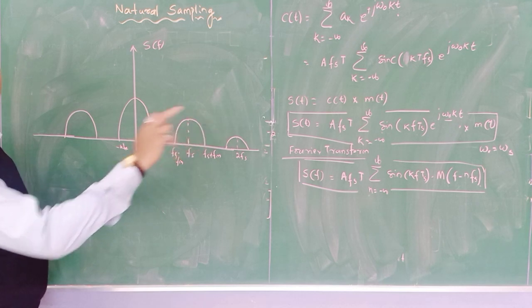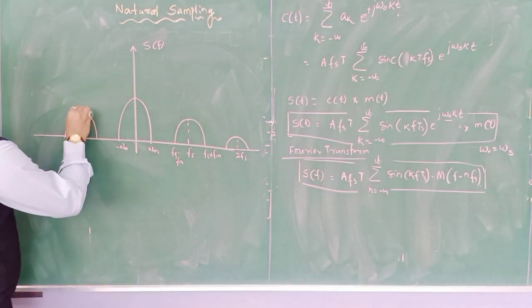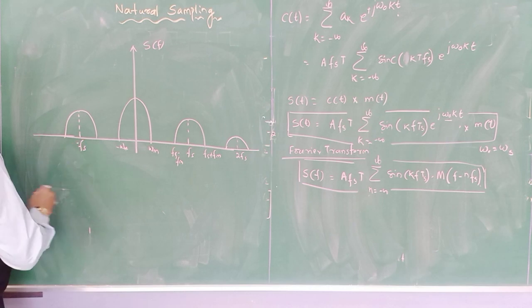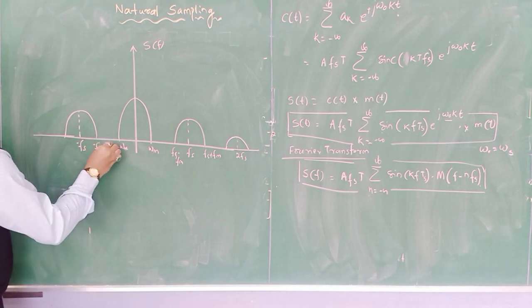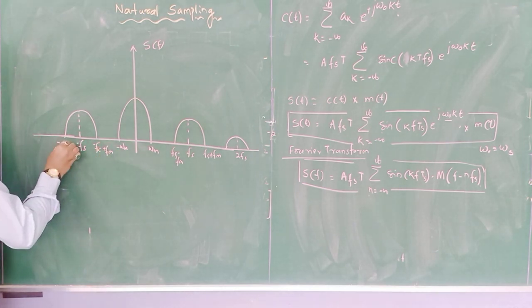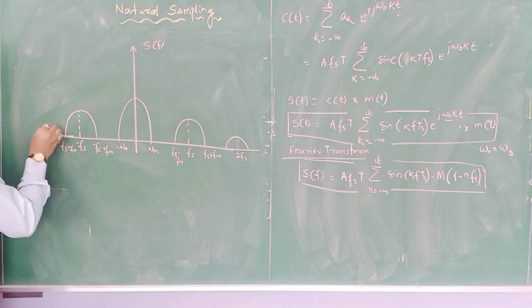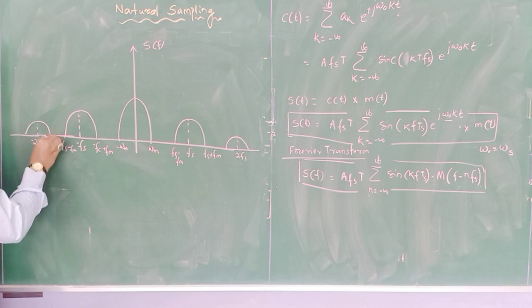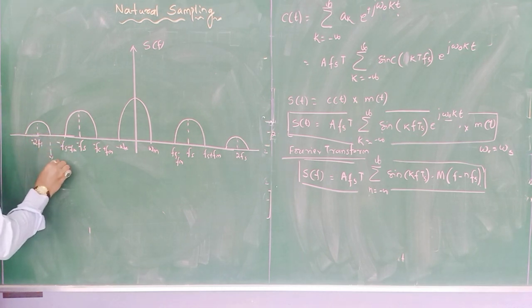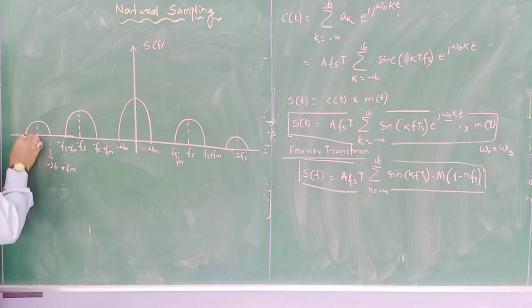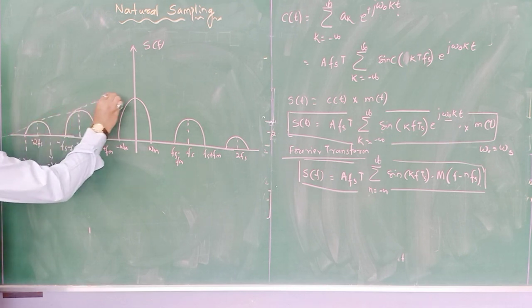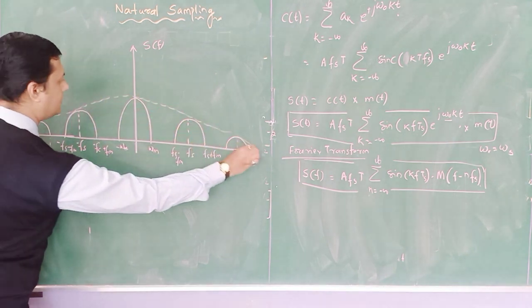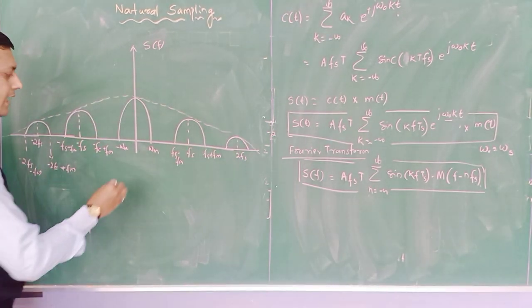Similarly, for the left hand side also you can represent, if n is minus 1, you will get f plus fs. So this is minus fs plus fm and minus fs minus fm. Then this is minus 2fs, so this is minus 2fs plus fm, and this is minus 2fs minus fm. Here you can see that the amplitudes are changed, and it follows the sinc function.